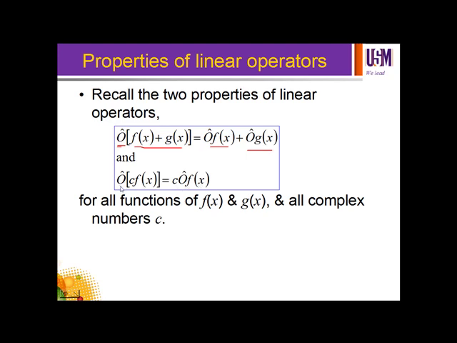The second one: if you have an operator and a number c multiplied by the function, then the number can be brought out of the operator. So you have, for example, operator of c f equal to c times operator f. So these are the two properties of linear operators, and this is for all functions f and g and all complex numbers c. Remember that when I say number, it can be a real number or a complex number.